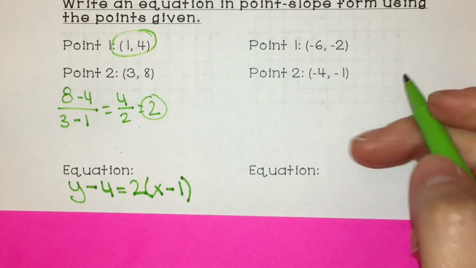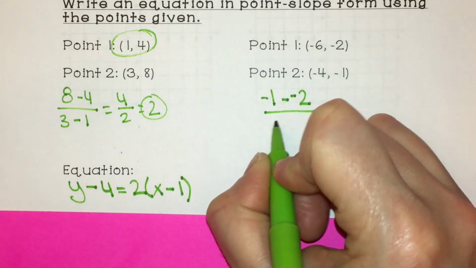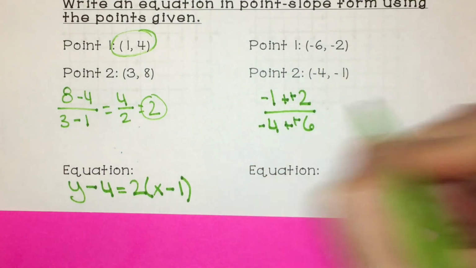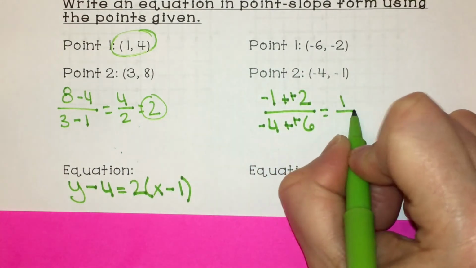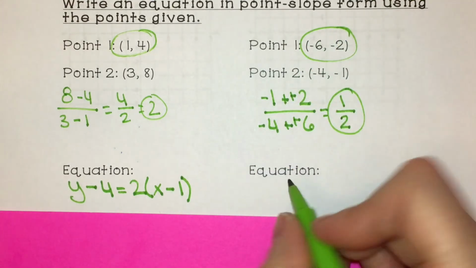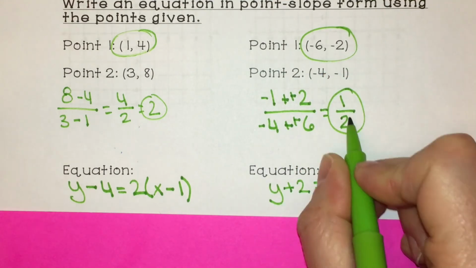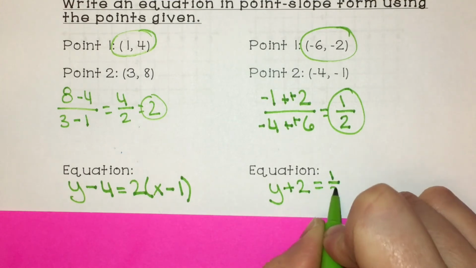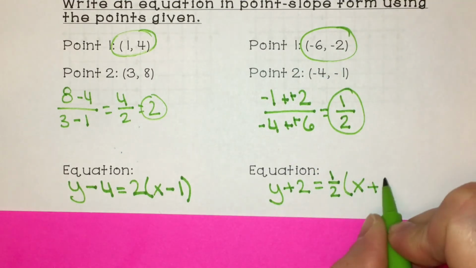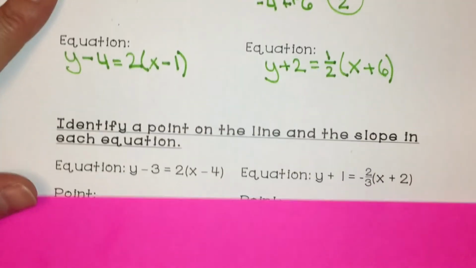And over here, we have y2 minus y1 over x2 minus x1. Change minus a negative to plus a positive. -1 plus 2 is 1. -4 plus 6 is 2. So we know our slope. We have our point. We have y minus -2 or plus 2 equals our slope of 1/2 times x minus -6 or plus 6. So I'm just reducing it in my head. If you wrote down the step and then reduced it, that's fine.